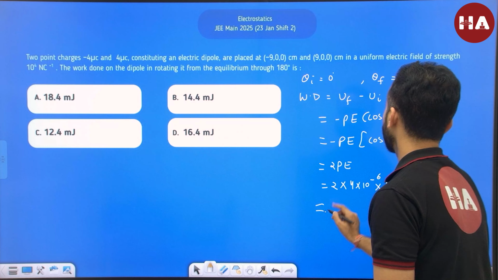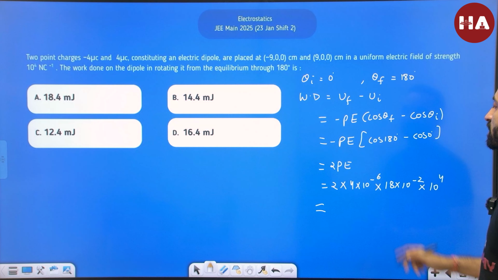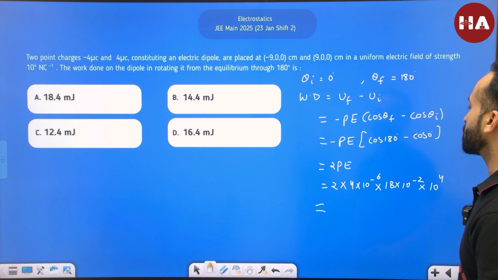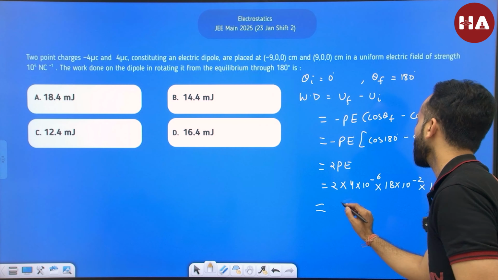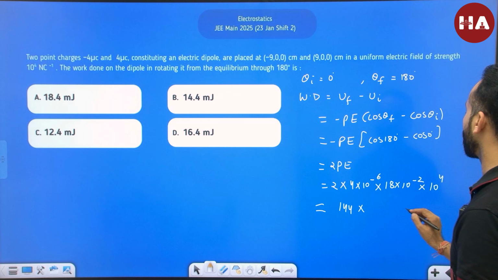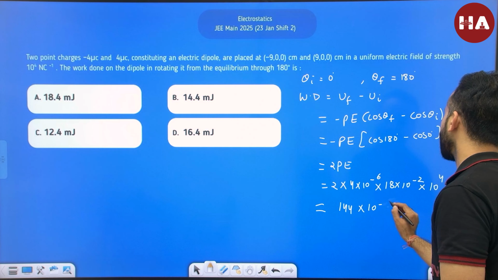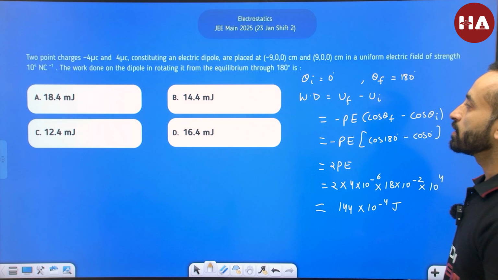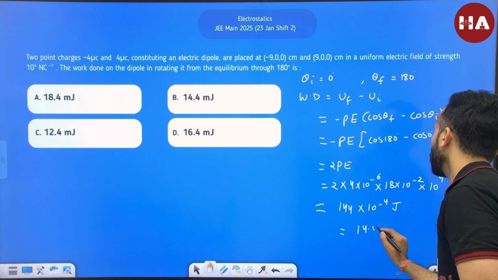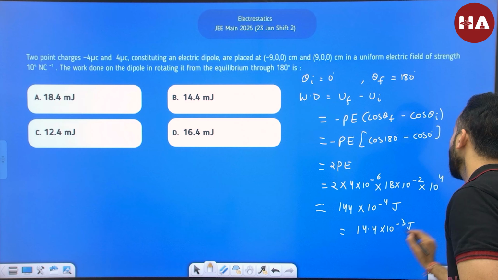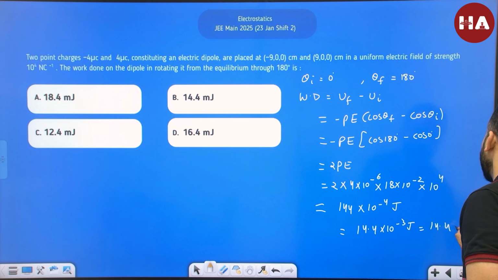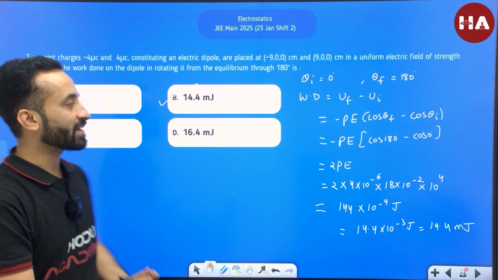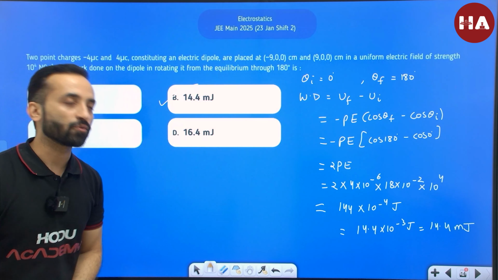So this is going to be 2 times 4, 8. And this is going to be 8 times 18. Okay. So 8 times 18 is going to be 144. So this is like 144 into 10 raised to the power minus 8 and plus 4. So it's going to be like minus 4 joule. So we can write this as 14.4 into 10 raised to the power minus 3 joule, or it can be written as 14.4 millijoule. So the correct answer is going to be option B, my dear student, right? Copy this down, then we move forward.